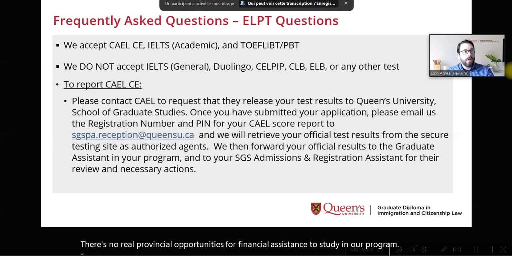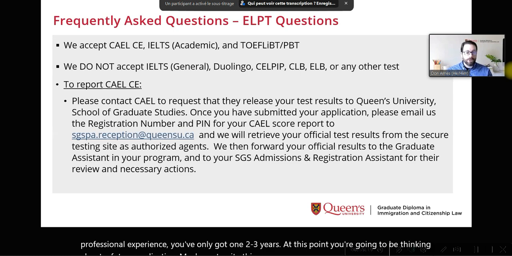Five years of experience is mandatory for that access pathway. So if you're looking at your professional experience, you've only got 1, 2, 3 years at this point, you're going to be thinking about a future application, maybe not quite this one, especially if you're limited in the other requirements.